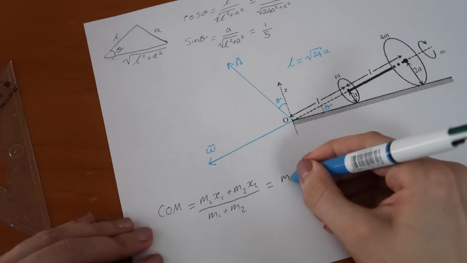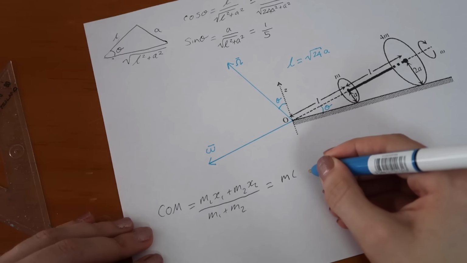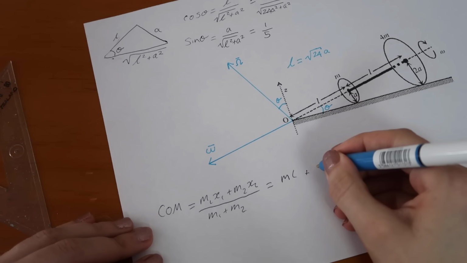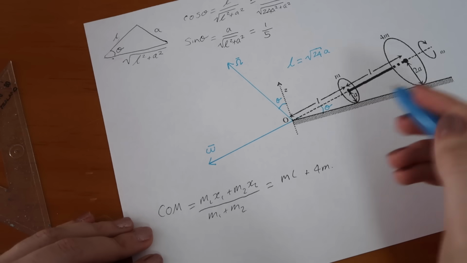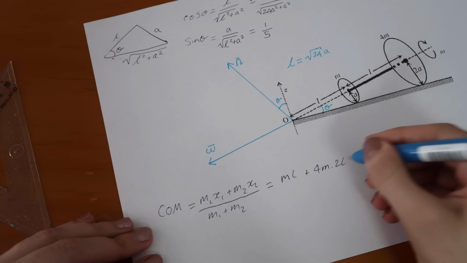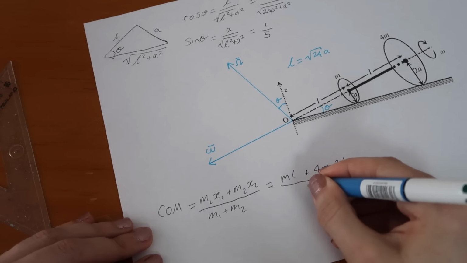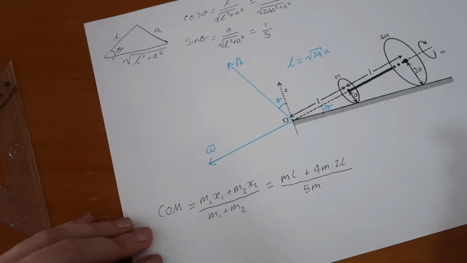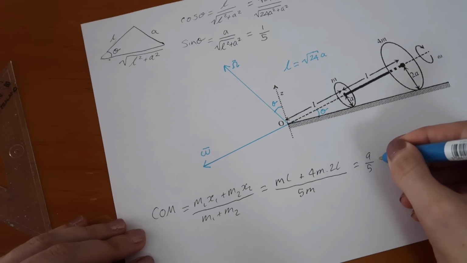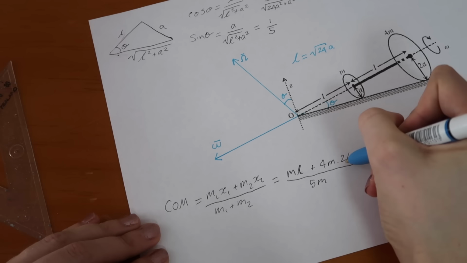m1 will be m, its distance along this axis is going to be L. We're going to add that to 4m, which is our second mass here, times its distance, which is 2L. That's all going to be over m plus 4m, 5m. Simplifying the algebra on this, we're going to end up with 9/5 L. Drawing my L's a little bit inconsistently, I'll make them nice and curly again.